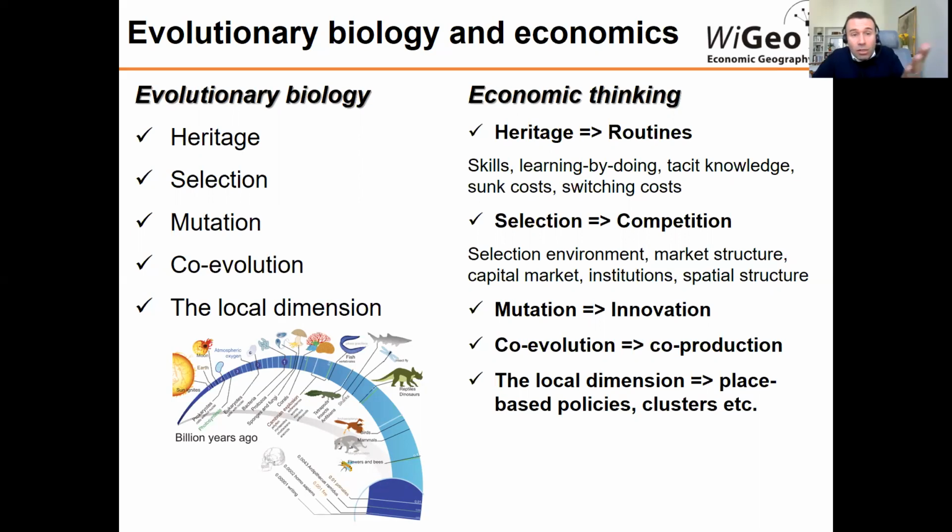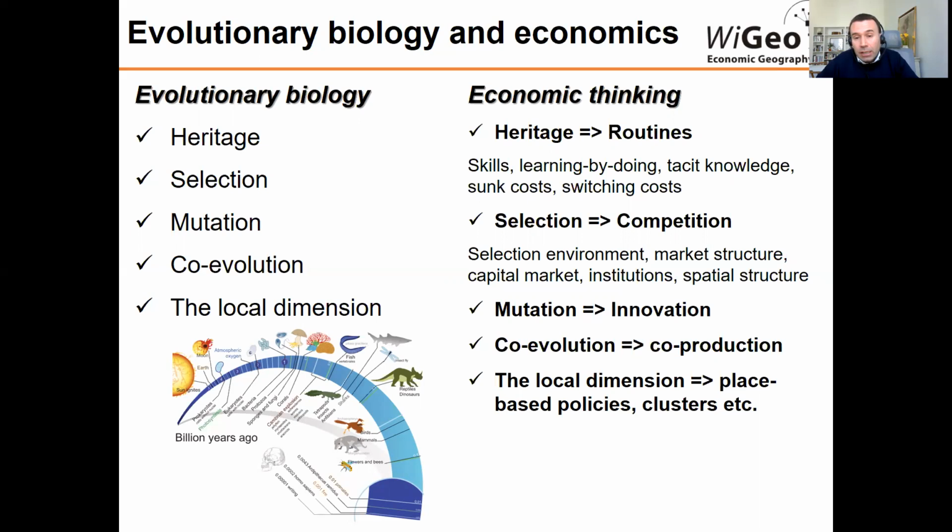Within evolutionary biology, there is this concept of selection, which we translate to economic thinking as competition. So there is an environment where different firms compete. There is a market structure, and these companies try to position themselves in this market context. Again, there are the institutions I have talked to you about already a lot of times. There is this territory, this spatial dimension that impacts this selection of the territories, and then the competition.